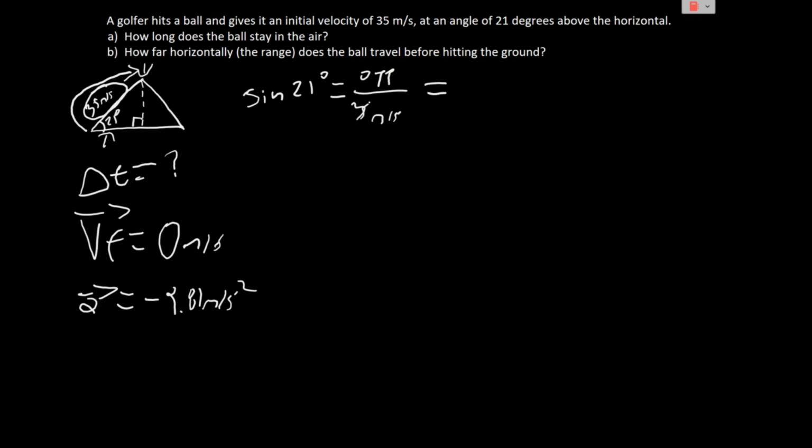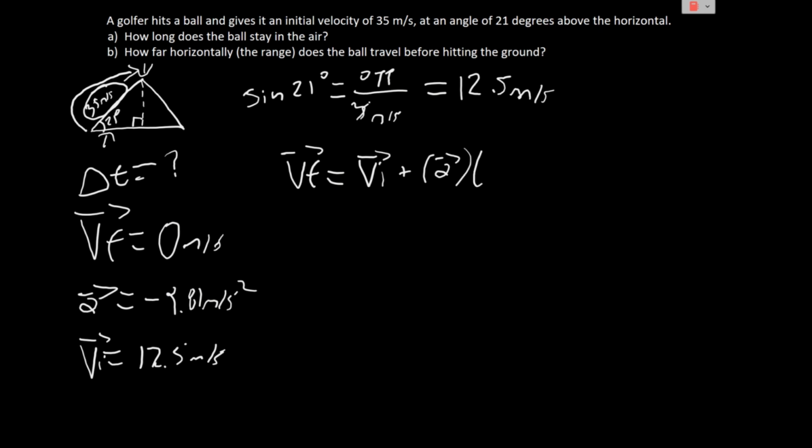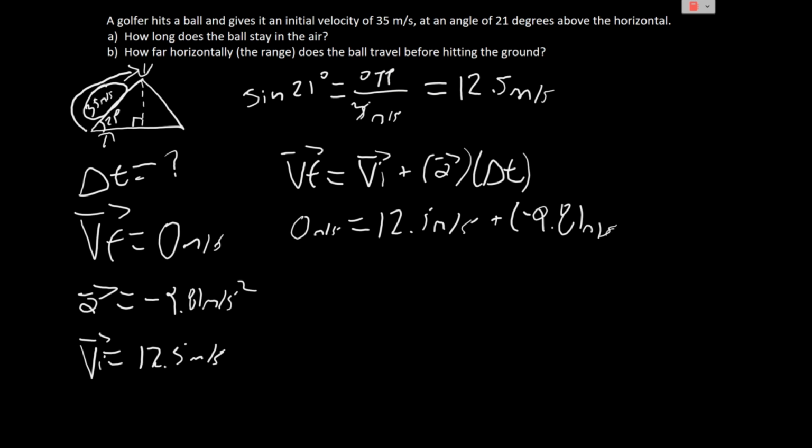Our opposite side length is going to be about 12.5 meters per second. Now with all this information, we can solve for time with the formula final velocity equals initial velocity plus acceleration times time. Plugging in, we have 0 meters per second equals 12.5 meters per second plus negative 9.81 meters per second squared times time.